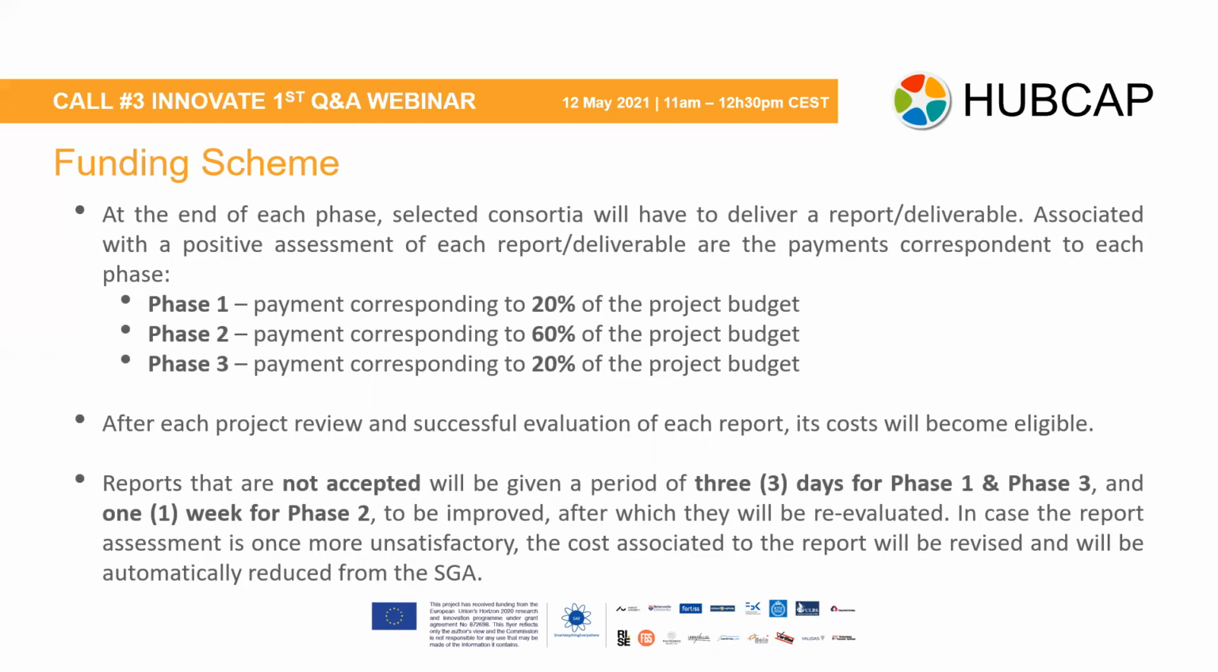Please note that reports that are not accepted will be given a period of 3 days for phase 1 and 3, and 1 week for phase 2 to improve, after which they will be re-evaluated. In case a report assessment is once more unsatisfactory, the cost associated to the report will be revised and will be automatically reduced from your contract, so the subgrant agreement. Of course, you have a really detailed explanation and process within the guidelines of applicants, and you can also directly contact us if you have any questions and doubts respecting this point.